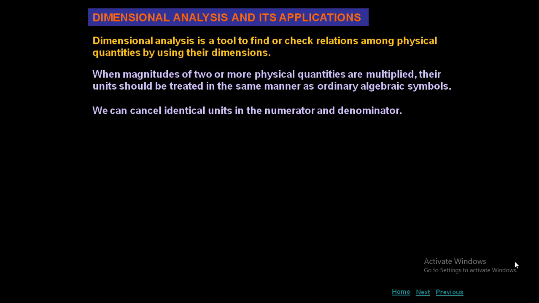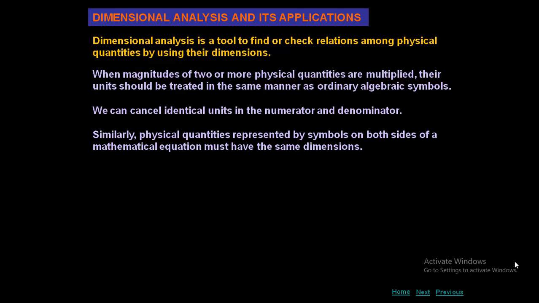We can cancel identical units in the numerator and the denominator. That means whenever you are going to multiply or divide two physical quantities, if units are in common, you can cancel them. For example, pressure is equal to force by area. What is the unit of force? Kg meter per second square. What is the unit of area? Meter square. You can cancel one meter. So the unit will become kg per meter second square.